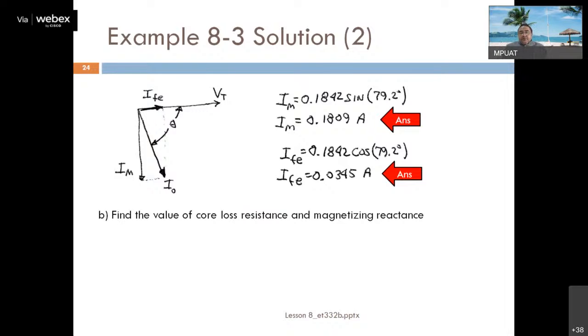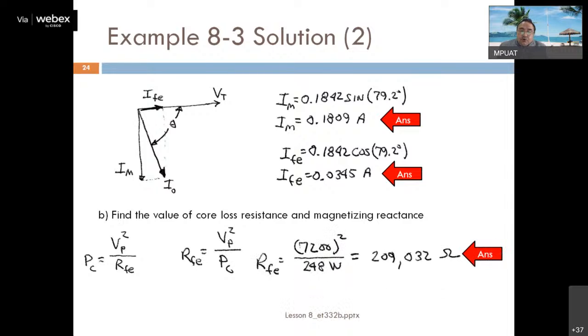B part. Find the value of core loss resistance and magnetizing reactance. Very important. As I've already told you, RE will be nothing but V square upon P. So you can calculate it: Vp square upon RE. Vp is already given, 7200 volt. Square it. No load power is already given, 248 watt. You divide it, it comes out to be 209032 ohm. So you can imagine how high this value is. It is a very high resistance.